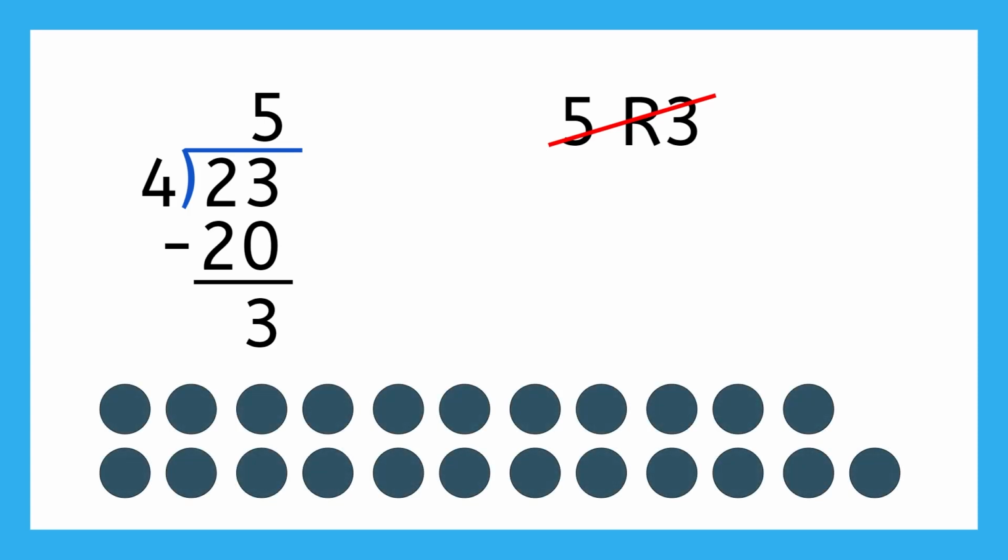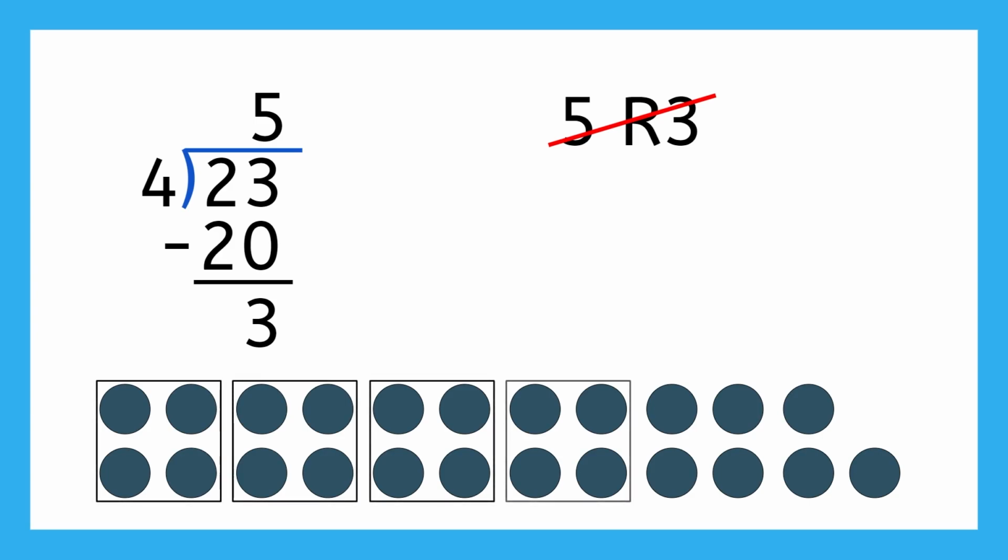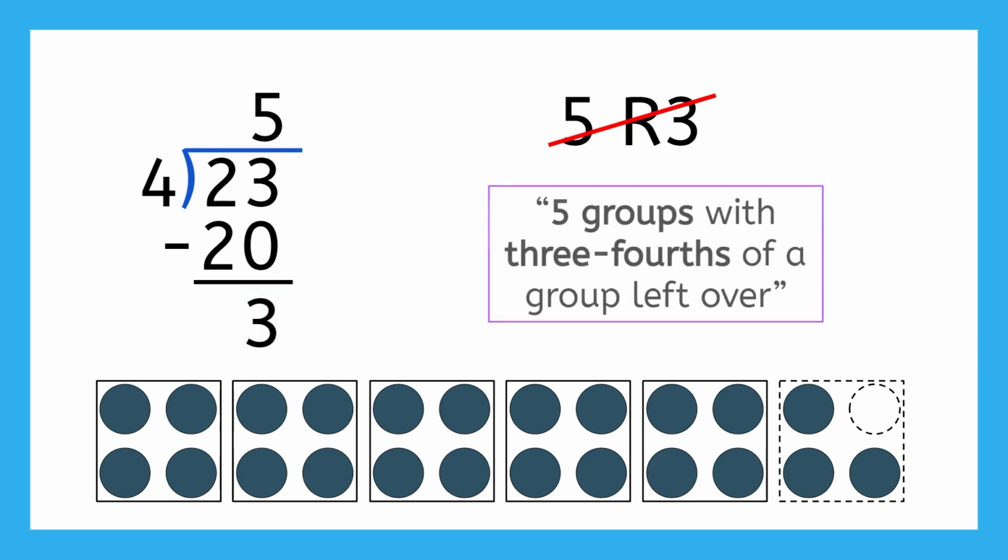We're starting with 23 and breaking it up into equal groups of size 4. We can see that 23 divides into 5 equal groups with some left over. So how many are left over? There are 3, which was our remainder when we subtracted. We can think of our answer as 5 groups with 3/4 of a group left over.